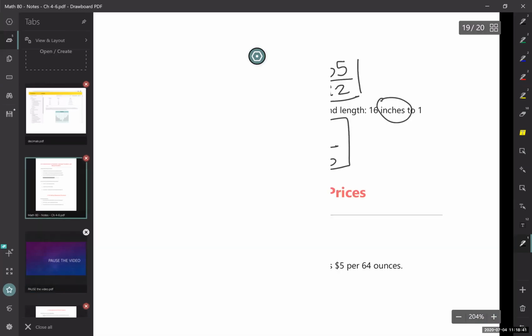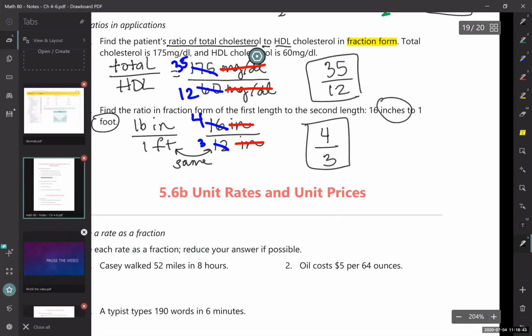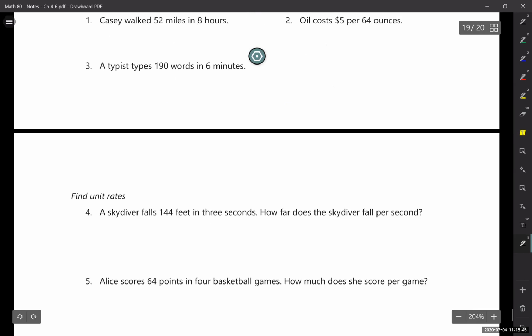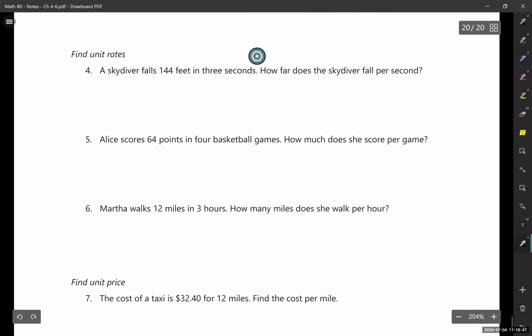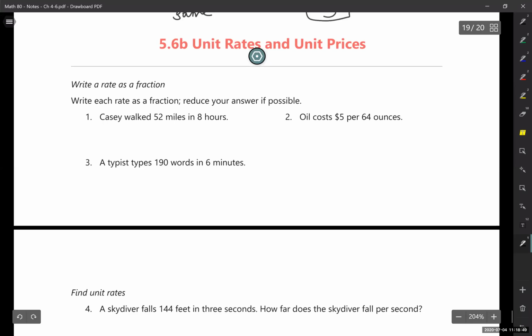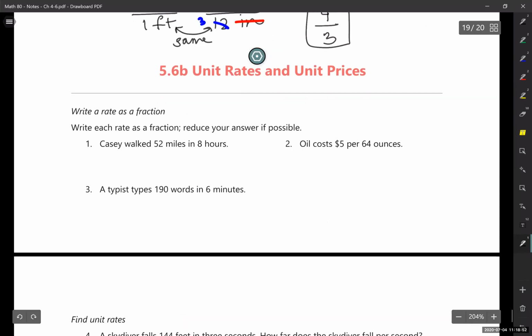And we are back. We're going to do unit rates and unit prices, and that is the last section. Yay! And then we will be done with this whole packet. Okay, so unit rates and unit price, these have units.